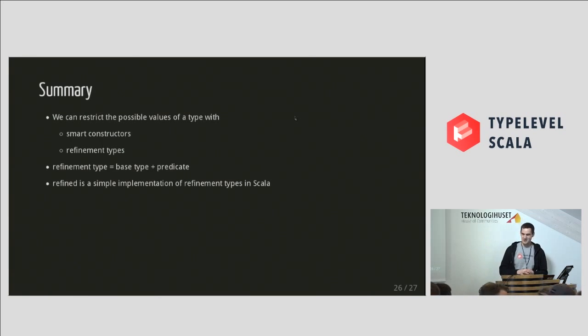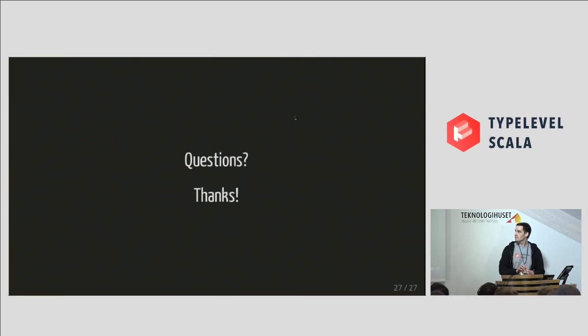Okay, so to summarize, we can restrict the possible values of a type with smart constructors and with refinement types. A refinement type is defined as just a base type plus a predicate. And refined is a simple implementation of refinement types in Scala. That's it. Questions?